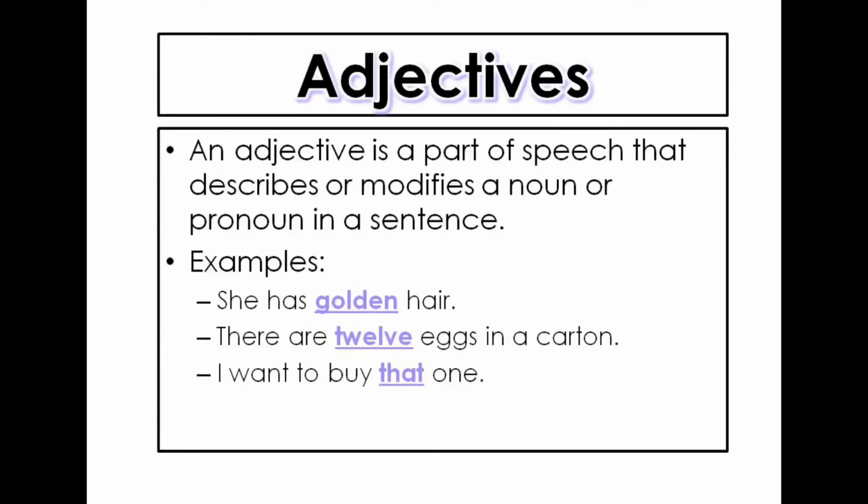An adjective is a part of speech that describes or modifies a noun or pronoun in a sentence. And here these pronouns are functioning like nouns. So golden describing hair, 12 describing eggs, that describing one.